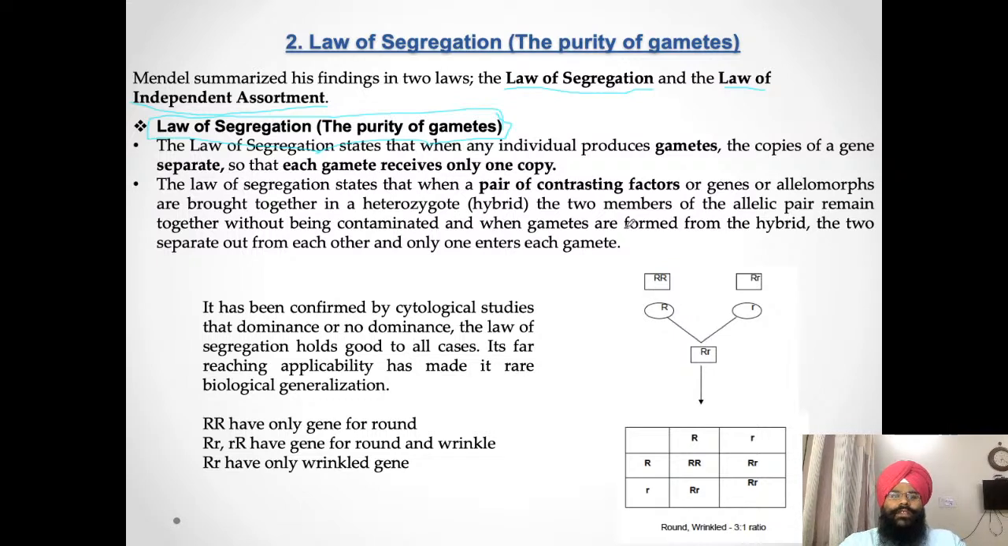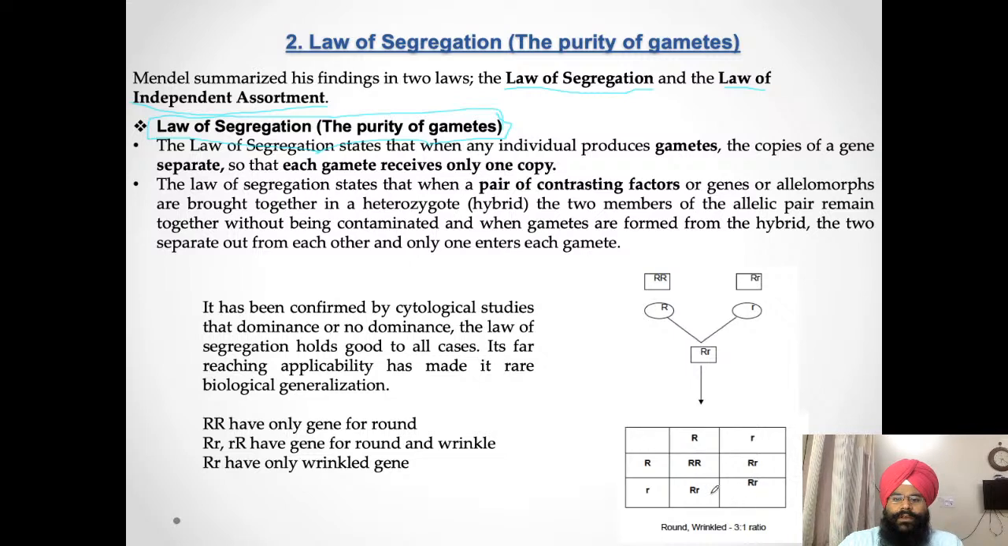The law of segregation states that whenever a pair of contrasting factors or genes, the alleles, are brought together in the heterozygote or hybrid form, the two members of the allelic pair remain together without being contaminated, and when gametes are formed from the hybrid, they separate. Here, capital R is the gene for round, and small r is for wrinkle.